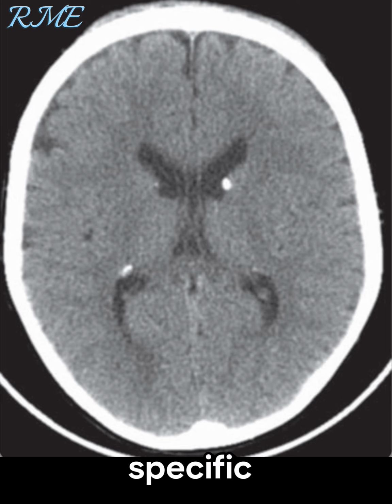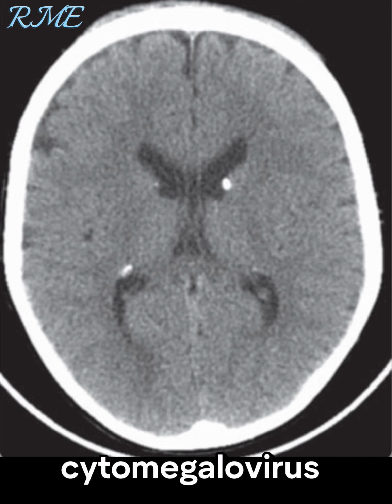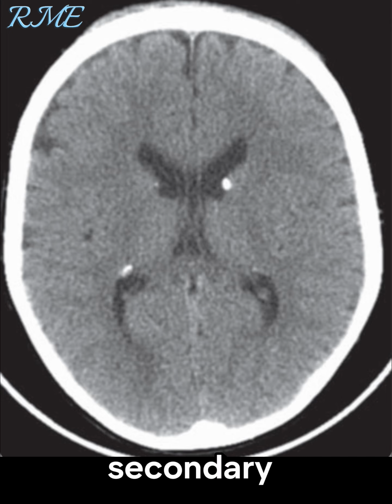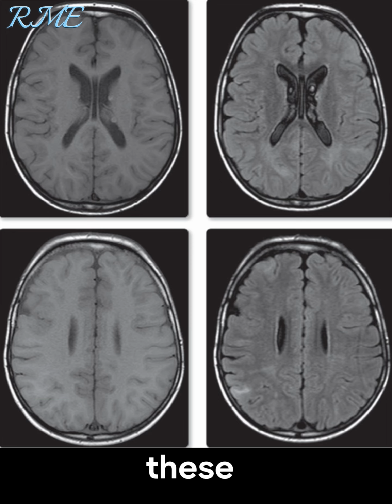The appearance is nonspecific and could be due to old infection, such as cytomegalovirus or toxoplasmosis, or secondary to a condition such as tuberous sclerosis, although there is a wider differential of more rare conditions that could also give this appearance. These are selected axial images from an MRI study of the brain.